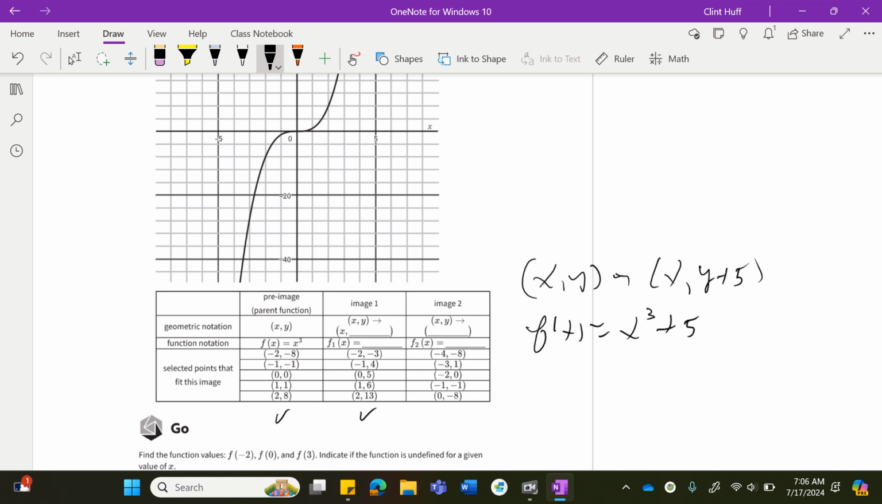Now on the next one, let's look at the x values first. -2 to -4, that's down 2. -1 to -3, that's down 2. So we get all my x values going down by 2. So my (x, y) is going to transform into (x - 2, y). Now let's look at the y values. The original ones were -8. Got -8.